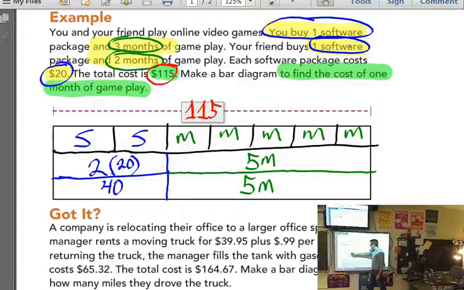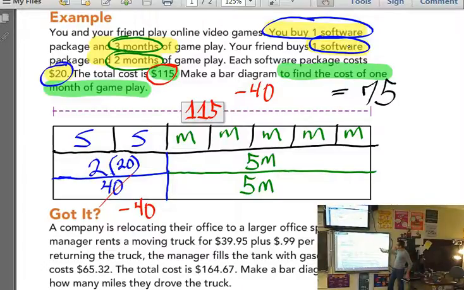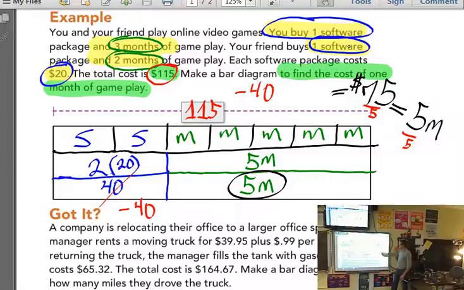So now, what I'm going to do to both of these, exactly what Sam said, get rid of your 40 here. So we're going to do minus 40 down here and a minus 40 up here. 115 minus 40. That's 75. So now $75 is equal to what? 5M. The 5 months. And then go ahead, take it home. And then you divide by 5 on both sides. We divide by 5 on both sides, and we get that the month is $15 for each month of gameplay.